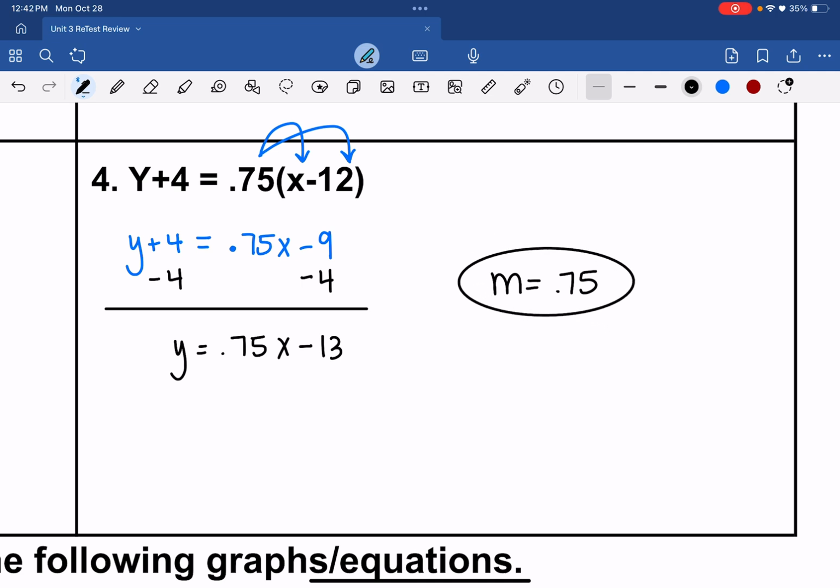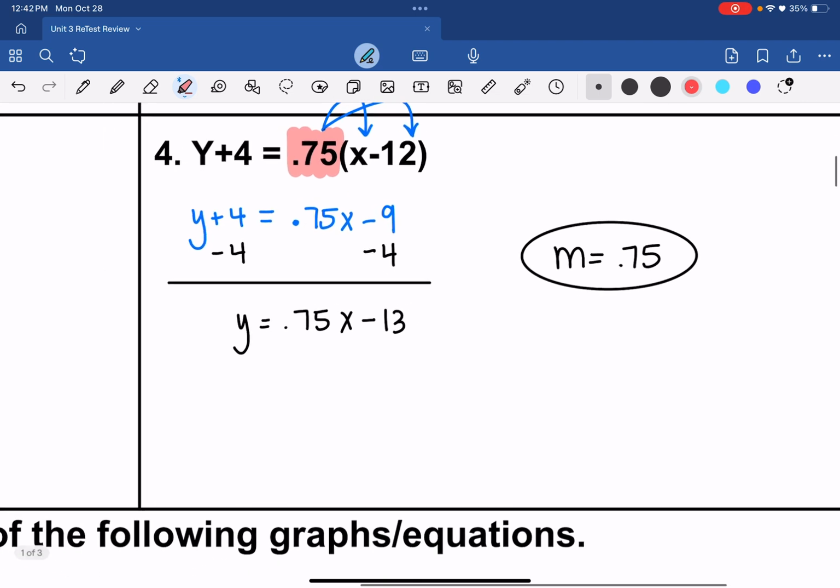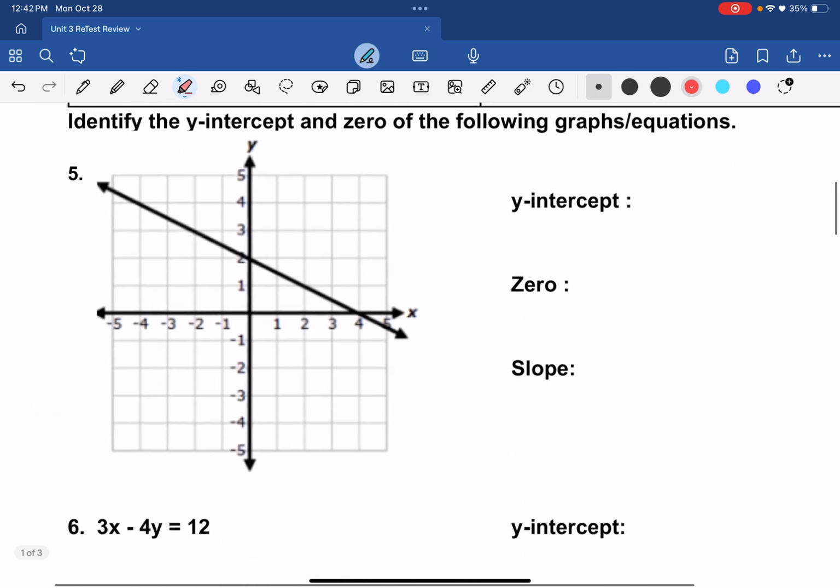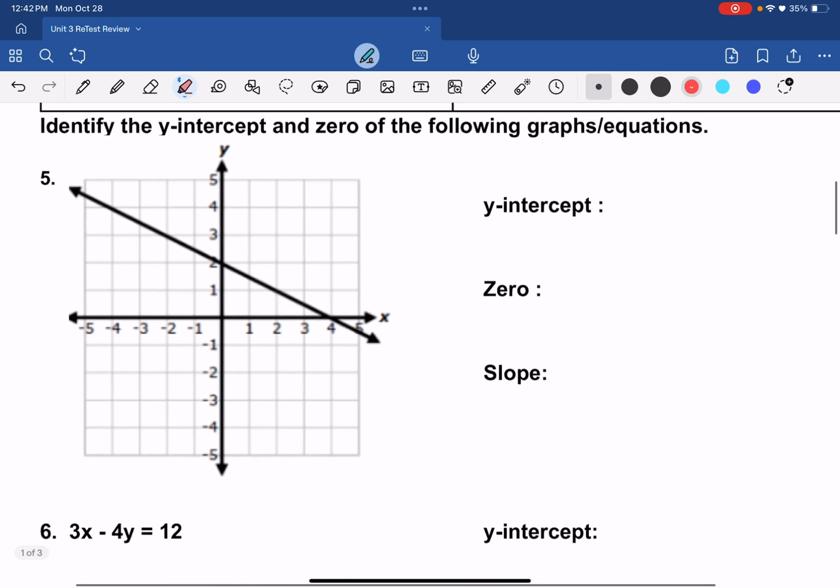If you recognize that this is in point slope formula, we can just be reminded that that first number is our slope. With that first number being our slope, we can identify automatically that 0.75 is our slope. All right, identify the y-intercept and 0 of the following graphs and equations.